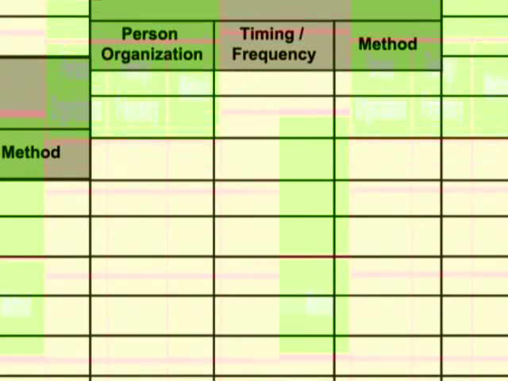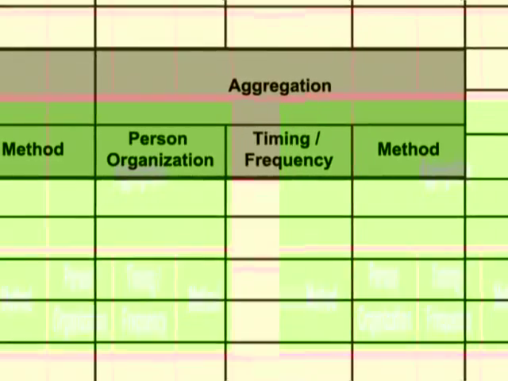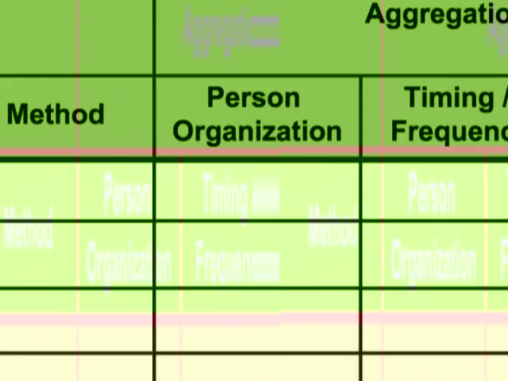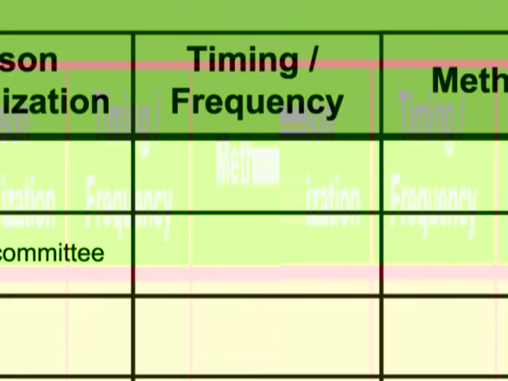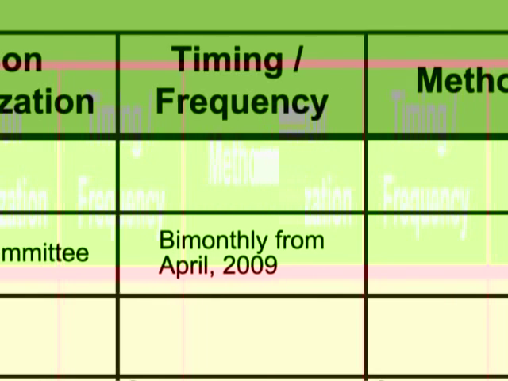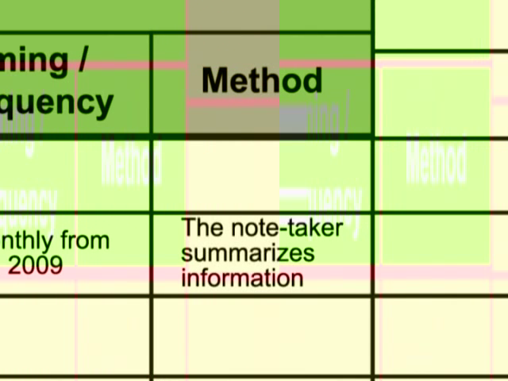Now comes aggregation. First, the cell for person or organization is filled in describing who aggregates and processes the collected information. Here, let us state that the note-taker of the village committee will do the work. As for timing and frequency, it is recommended to aggregate bi-monthly from April 2009. Then, the method will be the note-taker summarizes information.